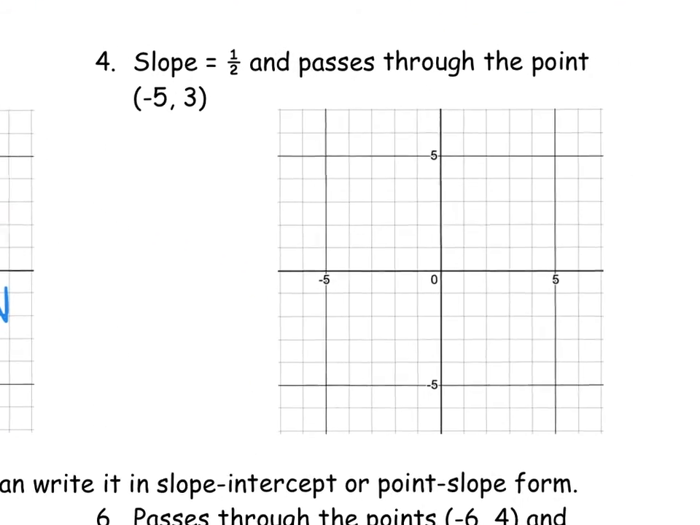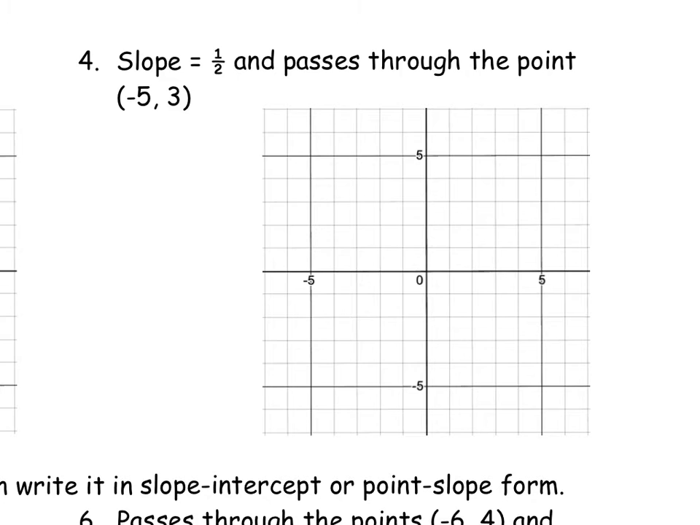A few people struggled with this. They don't give us the y-intercept here. They give us the slope, m equals 1/2. And it passes through this point, -5, 3. So you don't graph your y-intercept here first. You graph that point.